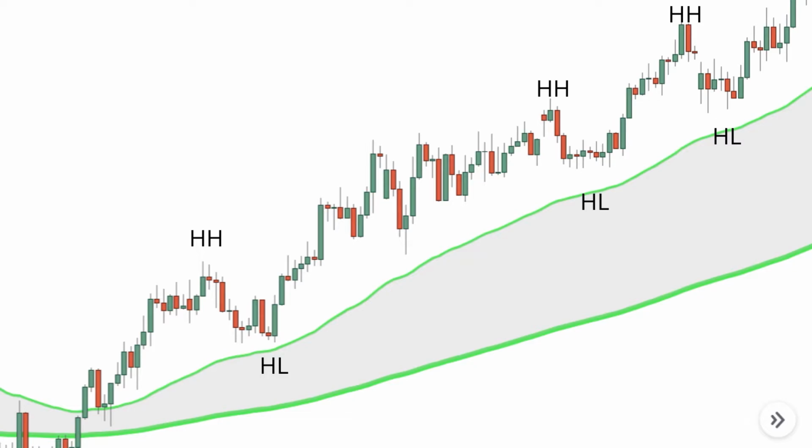We can see that price is making higher highs and higher lows. Also, the price is above the cloud. Therefore, it satisfies our two criteria for an uptrend. This would be a trending pair that we can consider.